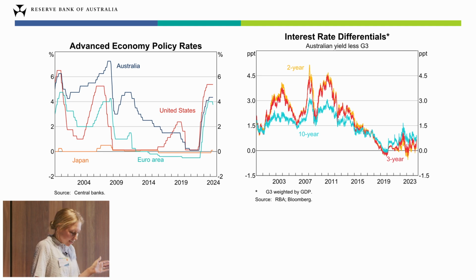So the chart on the left here shows the Australian policy rate against that of the US, Euro area and Japan, which we commonly refer to as the G3. And the chart on the right shows interest rate differentials, so the difference between interest rates in Australia and those other three economies.